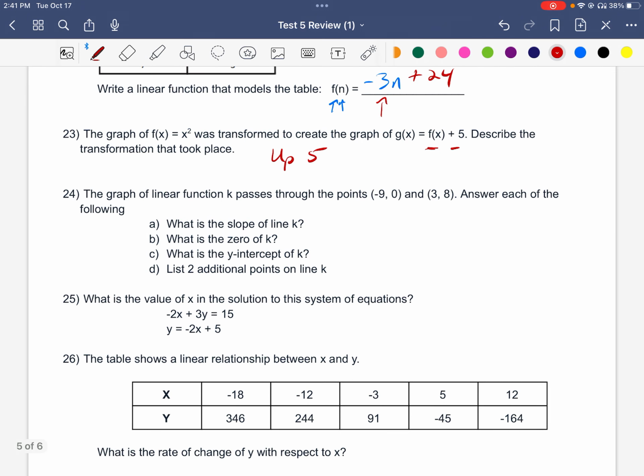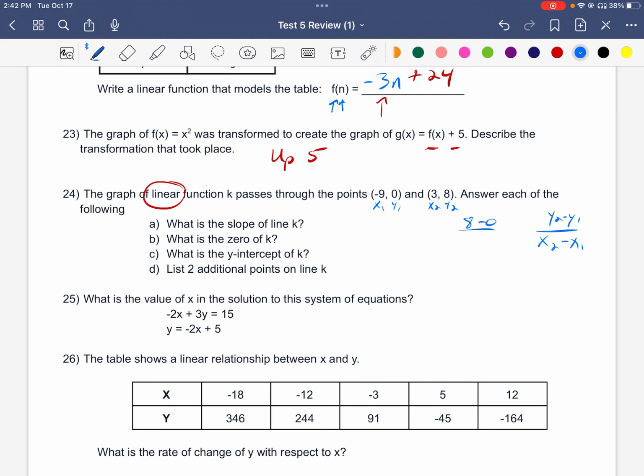Graph of linear function k passes through those points. All right, I'm going to circle linear because that's important. Answer each of the following. What is the slope of line k? All right, let's do slope formula, x1, y1, x2, y2. So we get 8 minus 0. If you don't remember, I forget that some of y'all go out of order on these videos, which is fine. Your slope formula is y2 minus y1 over x2 minus x1. It's on the formula sheet.